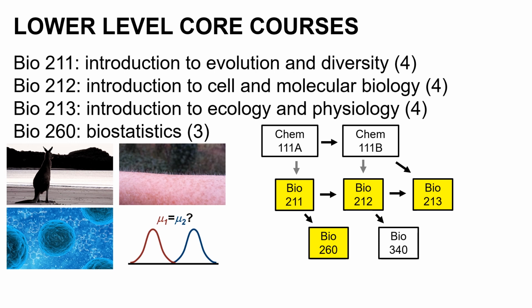Biology 260 can be taken any time after Biology 211 as long as you've also passed a non-remedial college math course. Of course, if you're a biology major, you should have passed calculus by the time you pass Biology 211. I've also included Biology 340 in the diagram because it's one of the few upper-level biology courses you can take before you finish Biology 213.